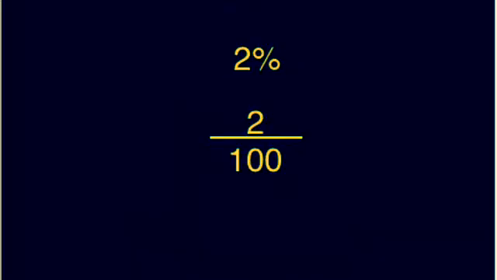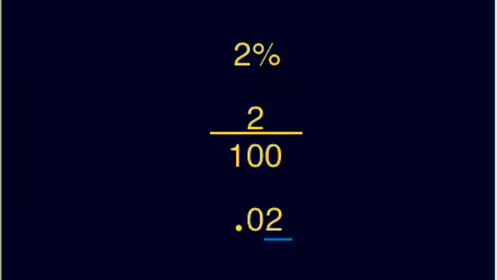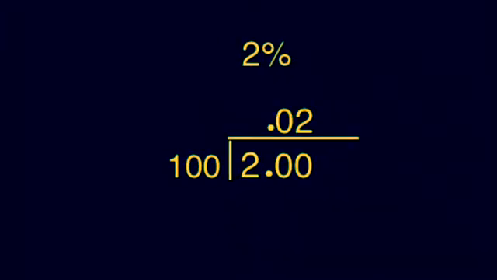Another way you could look at this is that a percent is always over or out of 100. So 2% is the same as 2 over 100 or 2 hundredths. 2 hundredths can also be written with a 2 in the hundredths place. Or you could just divide 2 by 100. Either way, you still get 0.02 as the decimal for 2%.